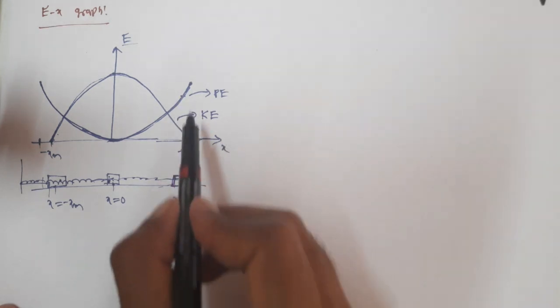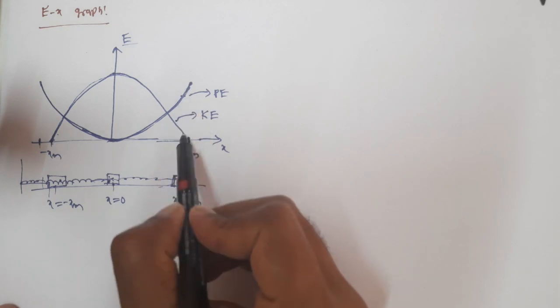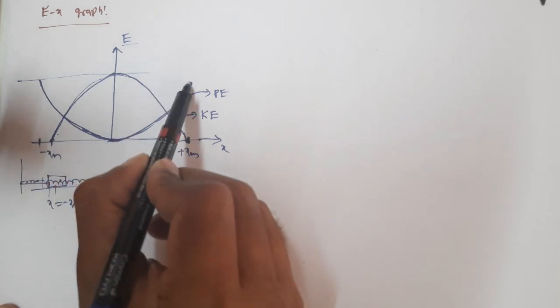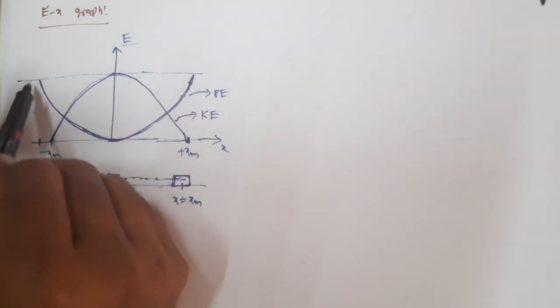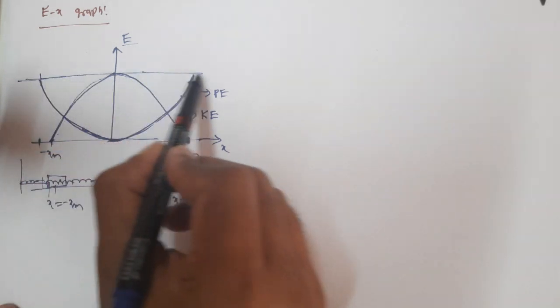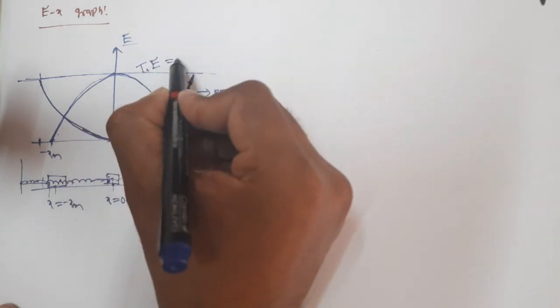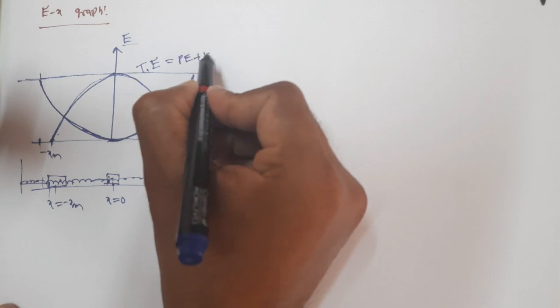But whenever you take the sum of these two energies, potential energy and kinetic energy, the total energy remains constant. So total energy TE is equal to PE plus KE.